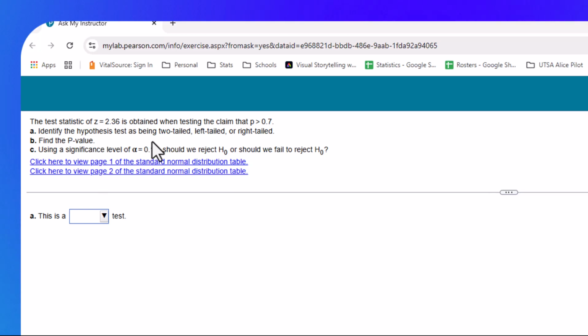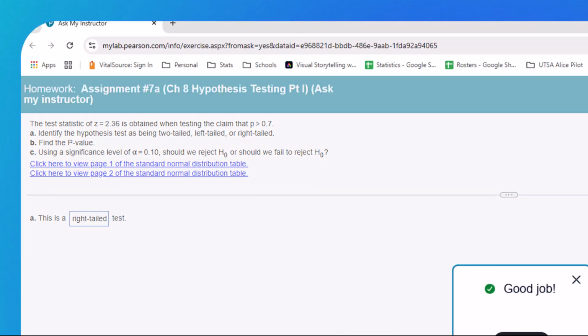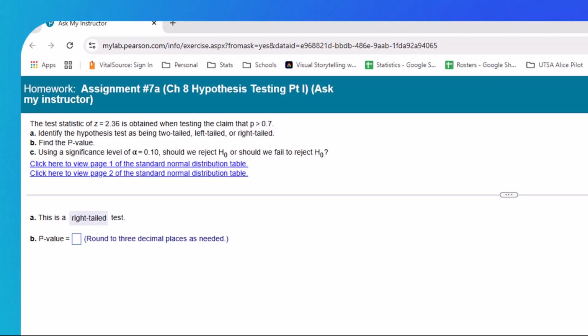It says identify the hypothesis test. Well, I know it's a right tail because of the greater than, so it would be right tail. And then it says find the p-value.